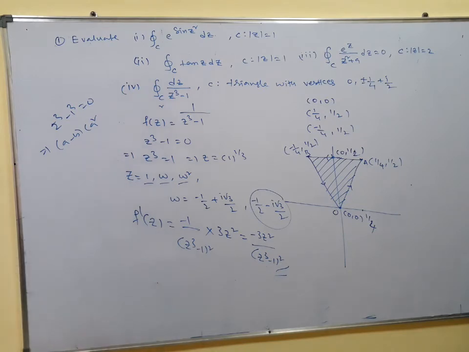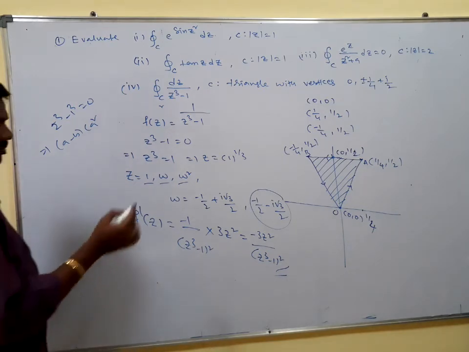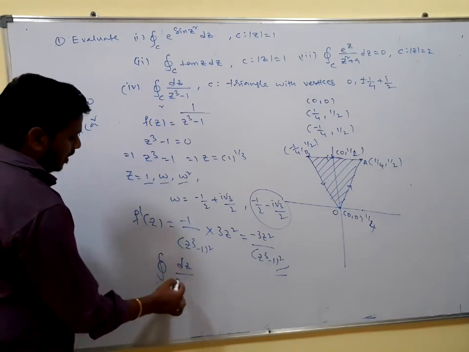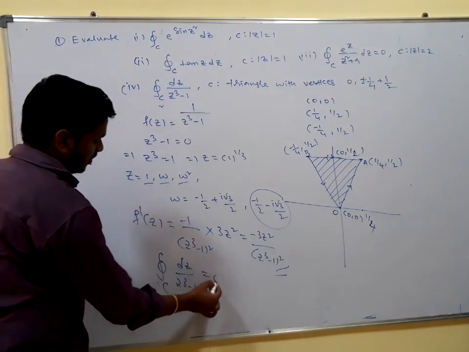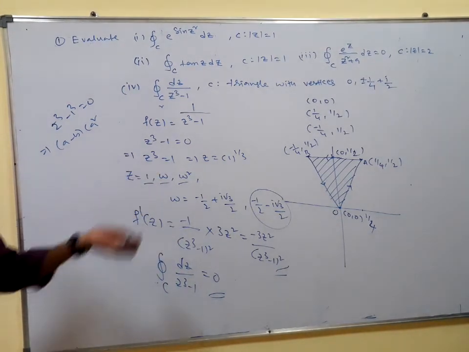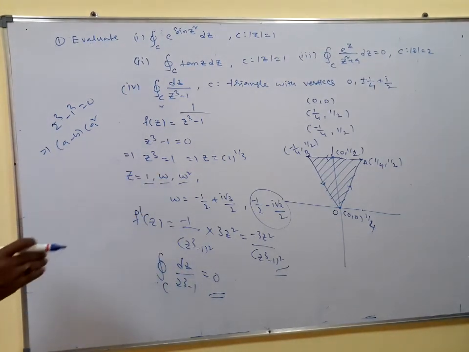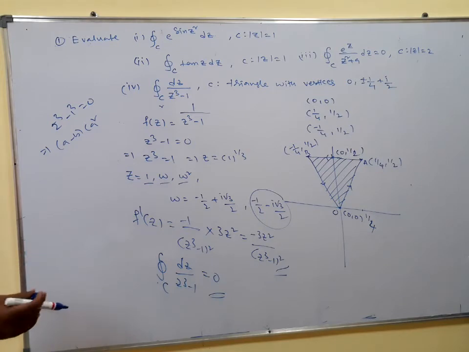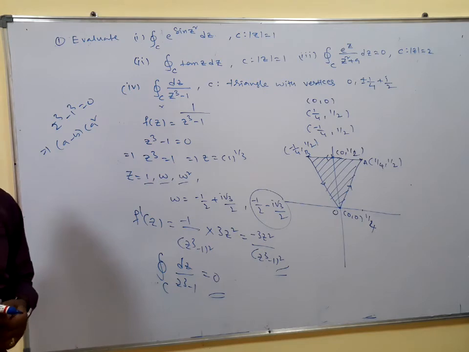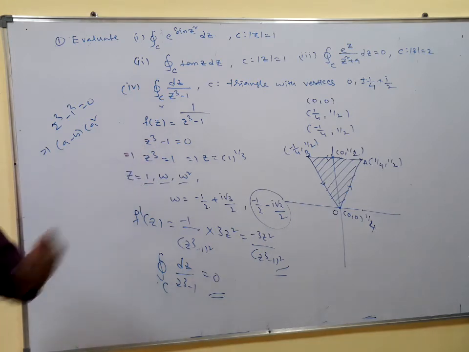So we can apply Cauchy's integral theorem, and the integral over c of dz divided by z cube minus 1 is equal to 0. This is a great advantage. Yes, one more definition we have. When we go further, we will discuss a function which is not analytic at a point. That point is called a singular point. This is a very important concept. We will discuss it when we go for the singularities concept.